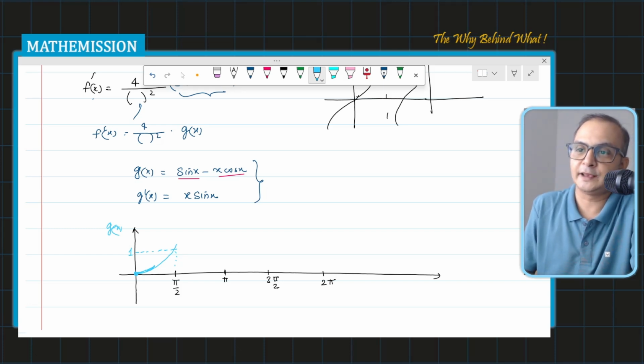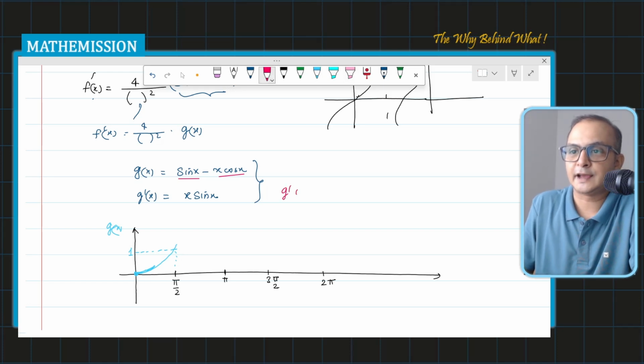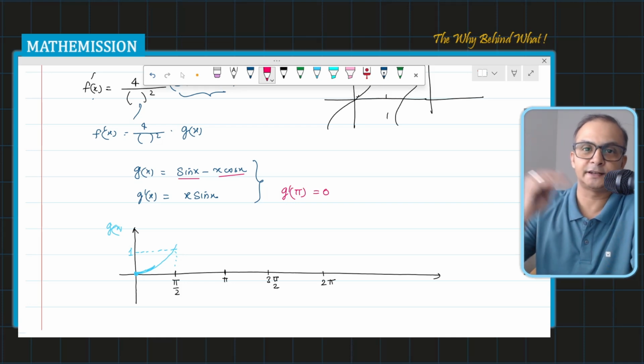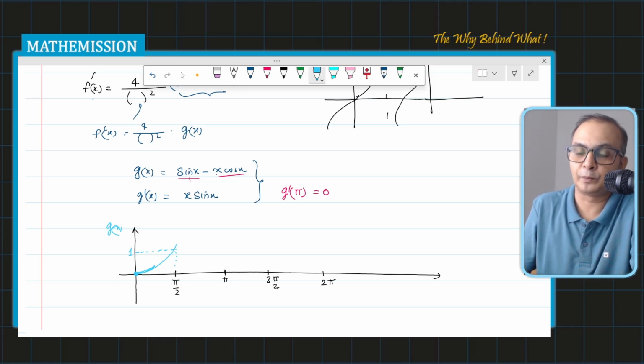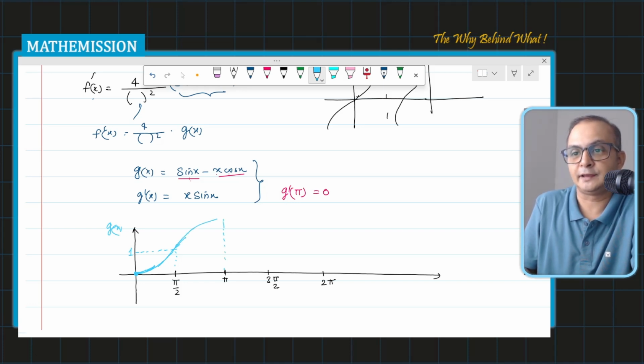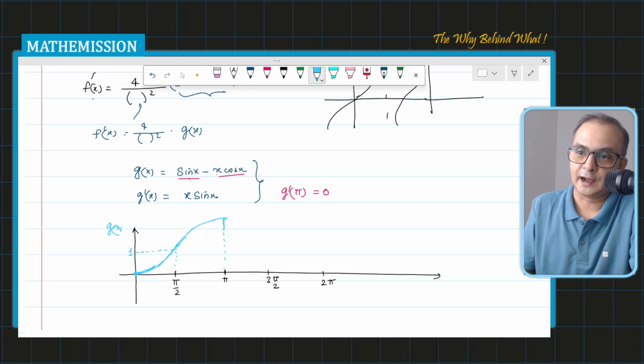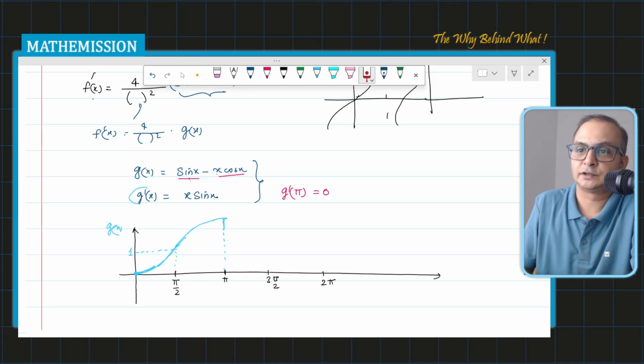How do you find it? You notice that g'(π) is 0. Yes or no? If g'(π) is 0, it means the function is going to cease rising at that point, meaning it will attain its maximum value. And what is its maximum value? If you put π there, sin becomes 0, but the other term becomes π. So at π, the function will attain the value π, and it will hit this height, at which point it attains its maximum value. After that, at 3π/2, what is g'(3π/2)?